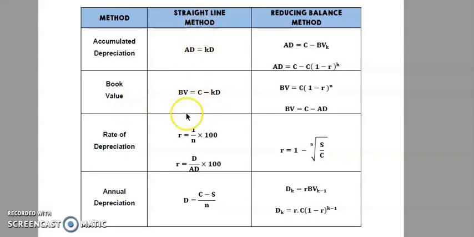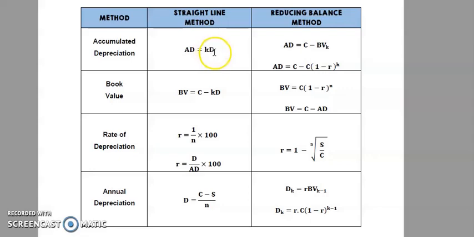Book value for straight line method is C, the original cost that we bought the asset, minus KD. What is K? K is referring to that particular year, to date. Let's say we want to find book value year 3, so K will be equivalent to 3. If you want to find book value year 5, K here will be equal to 5. And D, what is D just now? Annual depreciation. Accumulated depreciation AD equals KD. Again, K is referring to that particular year, and D is annual depreciation.